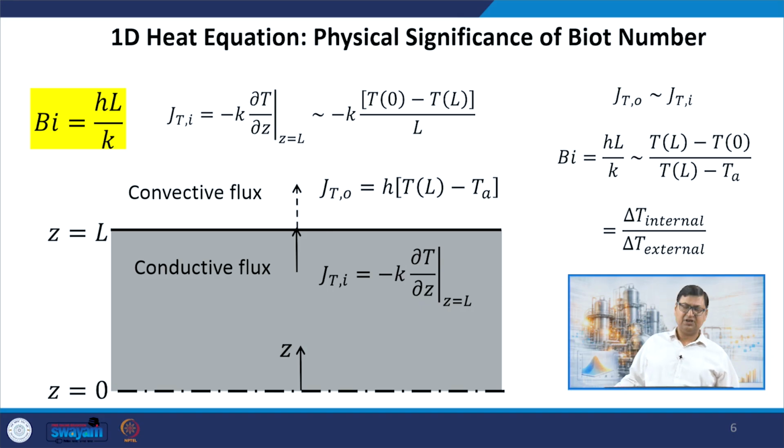Now, we can also derive some conclusions about this Biot number. So, Biot number is HL by K, and you can see where it came from originally. It was the boundary condition that gave it. What the boundary condition said is that the conductive flux from the inside of the slab to the top surface is equal to the convective flux going from the surface to the ambient, right? So I equated those two, and I basically have got that.